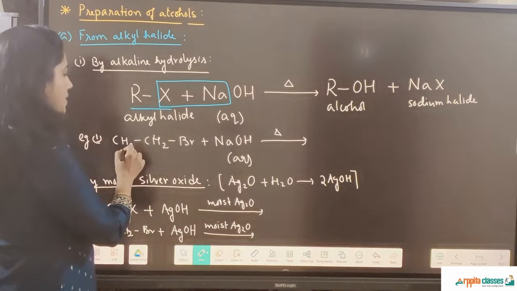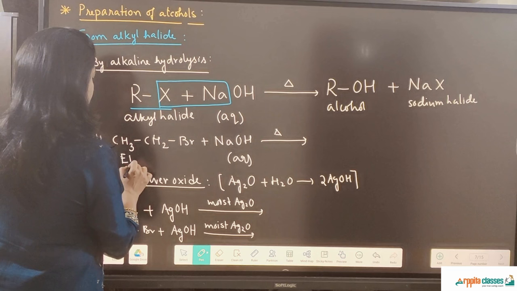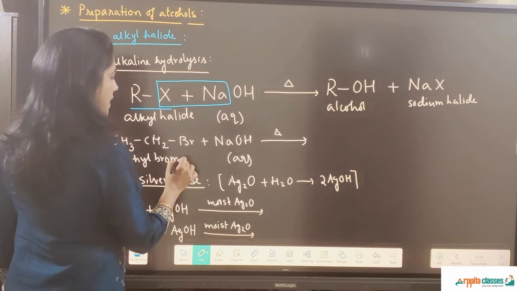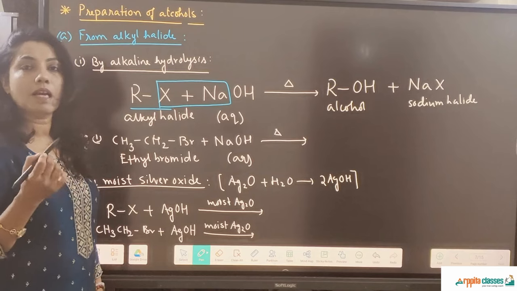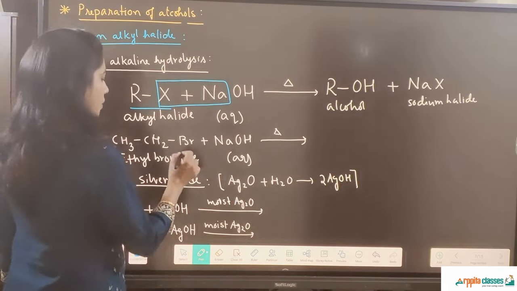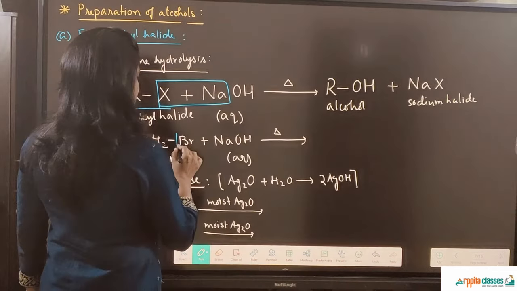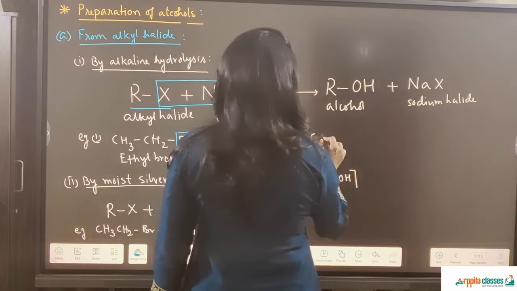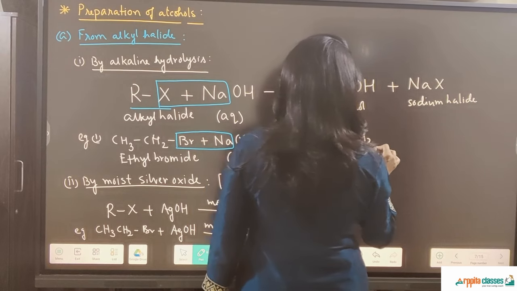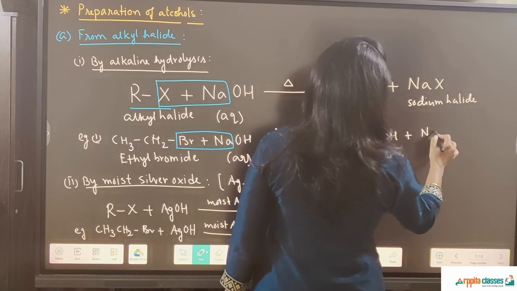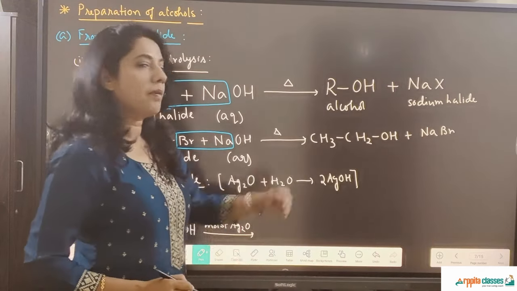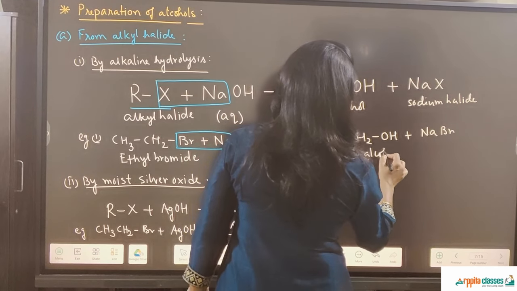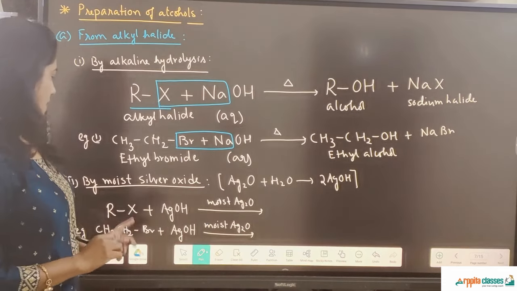So I have taken an example here, CH3CH2Br, which is called ethyl bromide. It is the bromide of 2 carbon atoms, so it is called ethyl bromide, or the IUPAC name is bromoethane, treated with NaOH. So this NaBr will be coming out from here and you will be getting the product, which is CH3CH2OH. The byproduct is NaBr. So what is the name of the main product? This is called ethyl alcohol. So this is how we can prepare our alcohol.